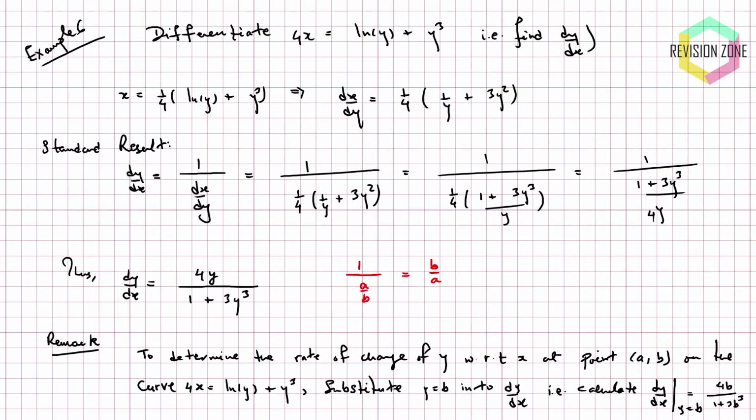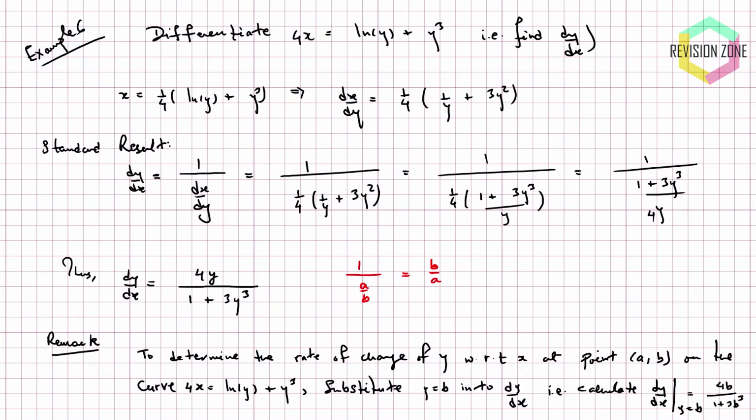There's a remark which says, now if I wanted to use this to work out the derivative at some point (a, b) on the curve, all I have to do, because this thing here is in terms of y, is evaluate dy by dx at y equals b. Okay, so in the past, we would normally put in the x coordinate, so x equals a, but in this case, because our derivative is completely written in terms of y, we wouldn't put in the x coordinate, we would actually put in the y coordinate, right?